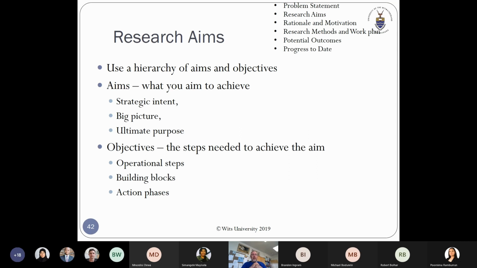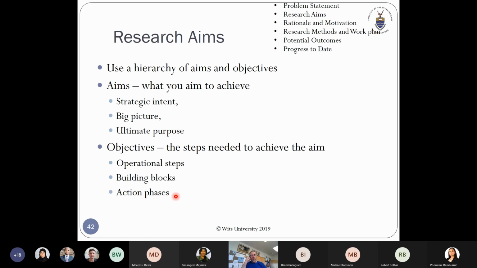Aims. Often they talk about aims and objectives, and some people get a bit confused between the two. There's no standard way, but I recommend you do it this way. Use aims as strategic things: the big picture, the ultimate purpose, the overall thrust of your research, the overall aim. While the objectives are operational steps, they're building blocks, they're the headings for action phases. So keep your aims strategic and your objectives operational.